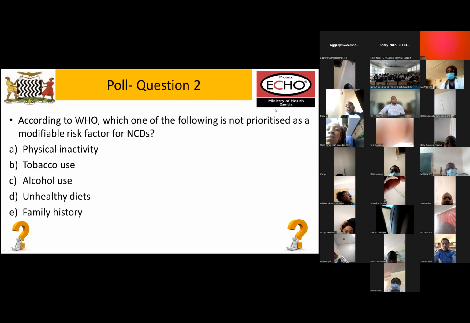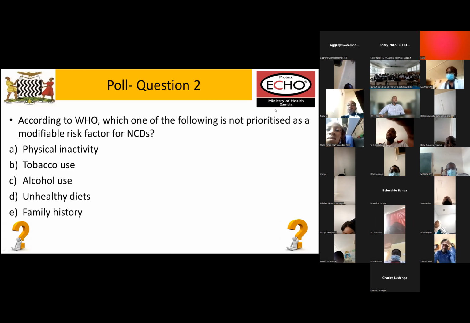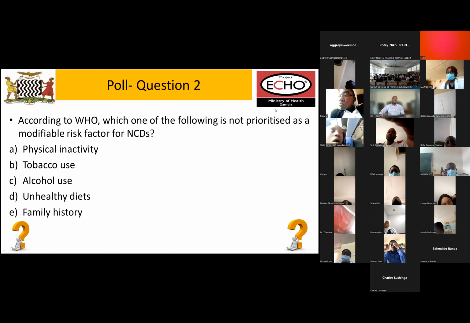We have 10 seconds to go. According to WHO, which one of the following is not prioritized as a modifiable risk factor for NCDs? Physical inactivity, tobacco use, alcohol use, unhealthy diets, or family history? Just about 60% have polled. We'll end the poll at this point and we'll share the results.